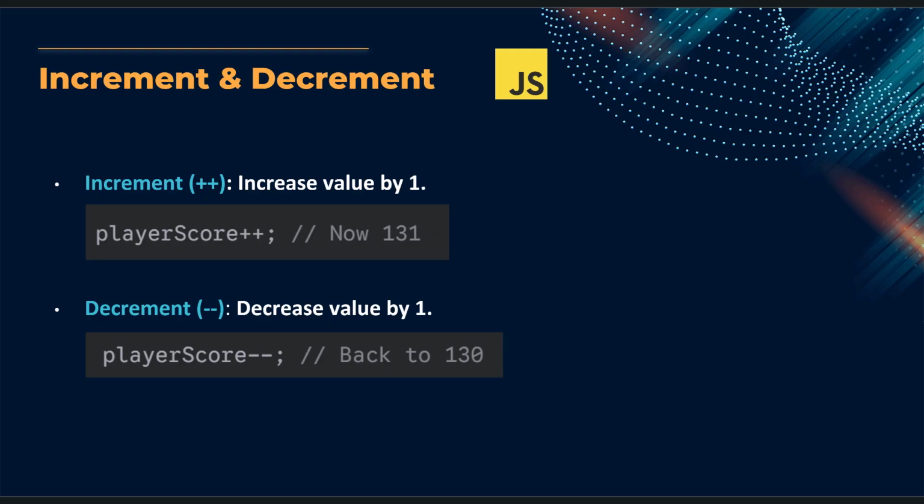If we wanted to add just 1 point to our player score, which we know is currently 130, we can write playerScore++. Now player score is 131. Minus minus decreases a value by 1. If we wanted to remove 1 point, we can write playerScore--. Now player score is back to 130. Easy, right? These shortcuts are very common in JavaScript code.